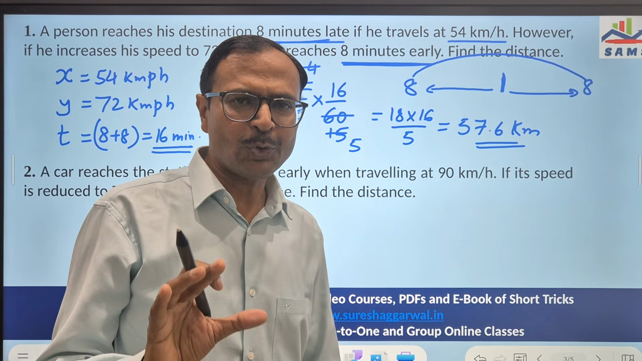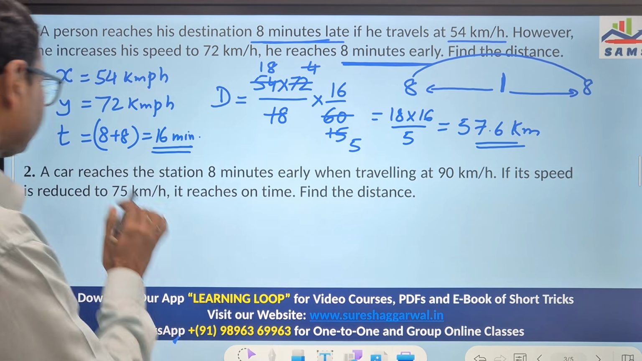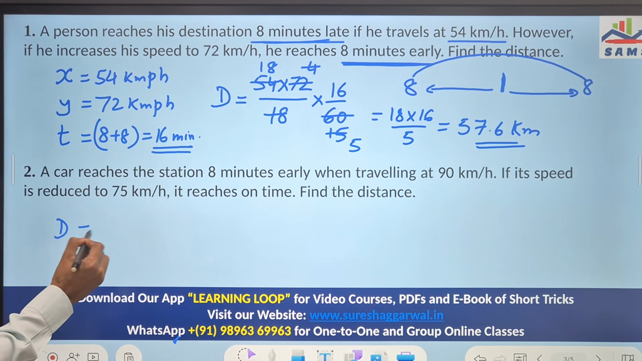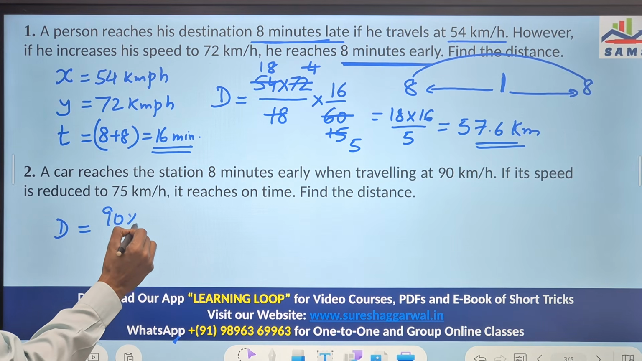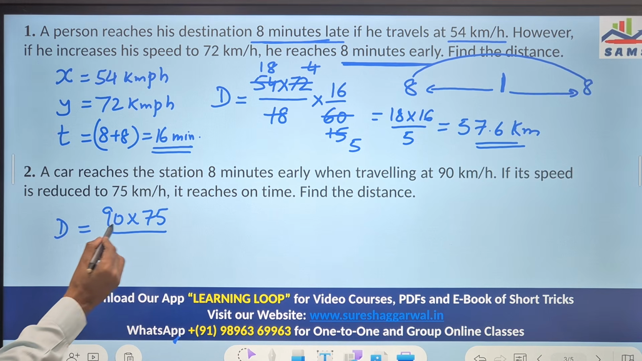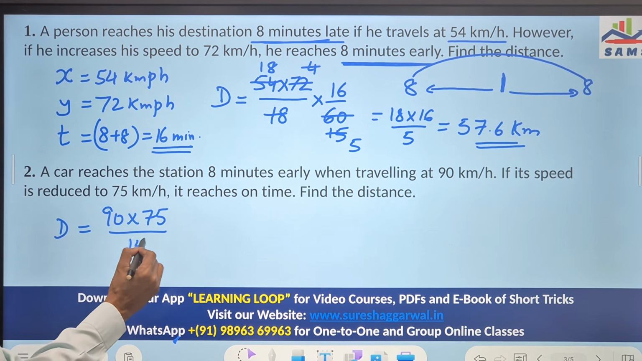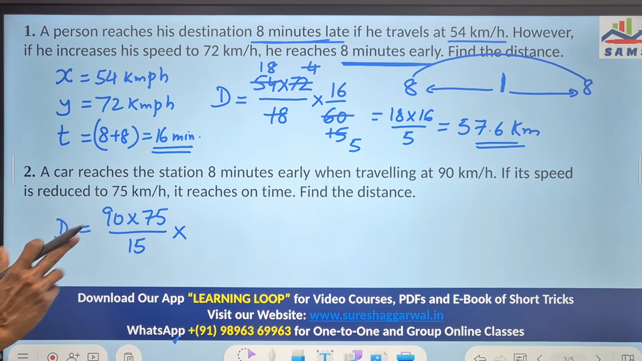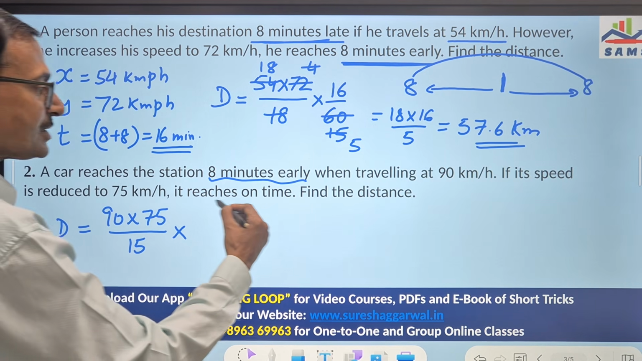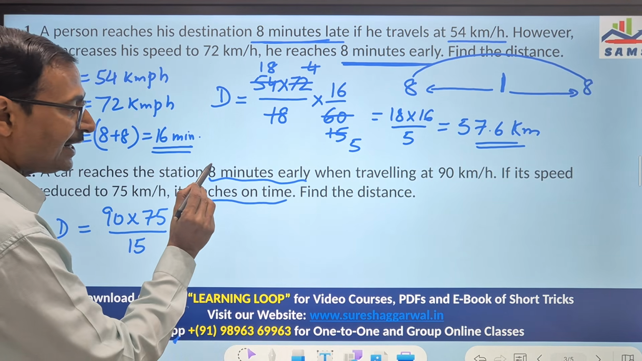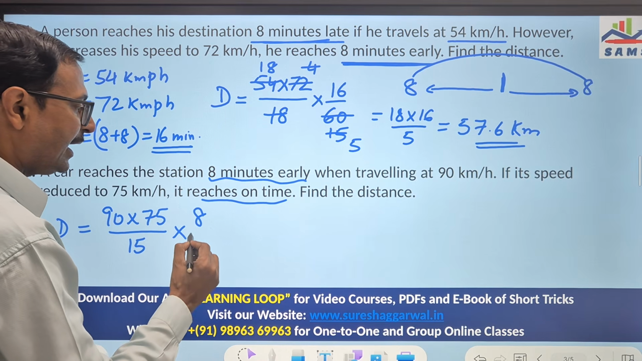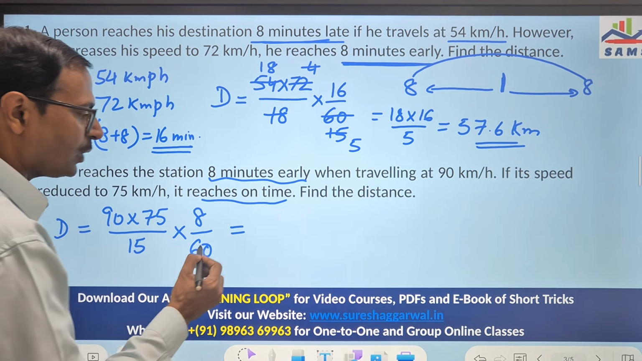Let's do one more question. You will understand it in a better way. In this case, the distance will be, so I am not writing anything now. We will do it directly. The speeds are 90 and 75. So 90 into 75, and the difference between speeds 90 and 75 is 15, times the difference of times, 8 minutes early and reaches on time. On time means there is no time lag. So the difference between 8 and 0 is 8 only, and divided by 60 to reduce it to hours.